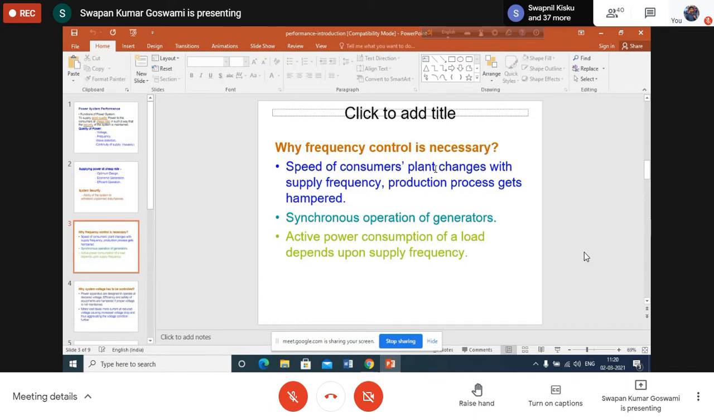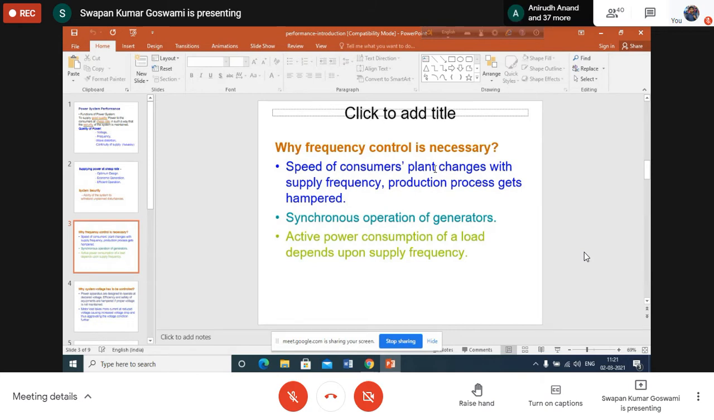Say normal frequency is 50 hertz. Due to some reason, say frequency is not 50 hertz, say it is 49 hertz or 49.5 hertz. So what do you expect to happen to the speed of the induction motor under the reduced frequency? The speed will change. Change means it will increase or reduce? Reduce, sir. It will decrease. If the frequency decreases, the speed of the motor will decrease.